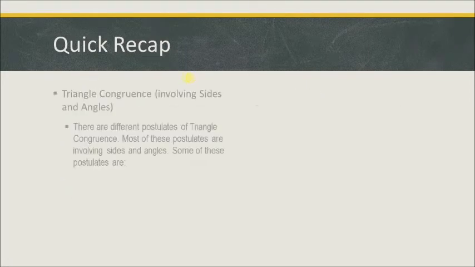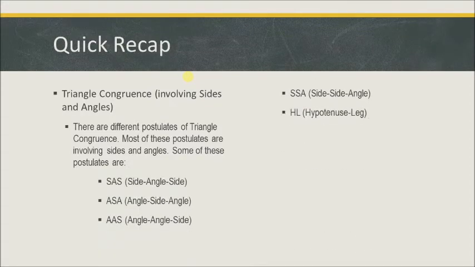Lastly, we have congruence involving sides and angles. There are different postulates of triangle congruence. Most of these postulates are involving sides and angles. Some of these postulates are SAS or side angle side, ASA or angle side angle, AAS or angle angle side, SSA or side side angle, HL or hypotenuse leg, and the one included, SSS or side side side postulate.